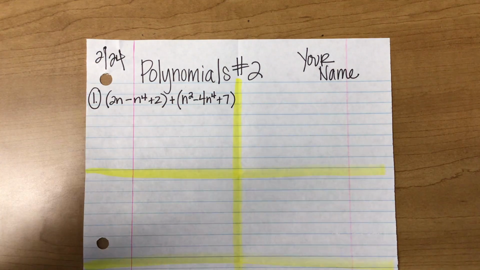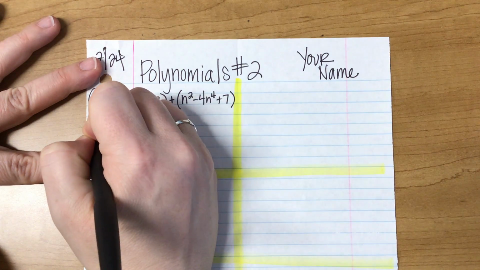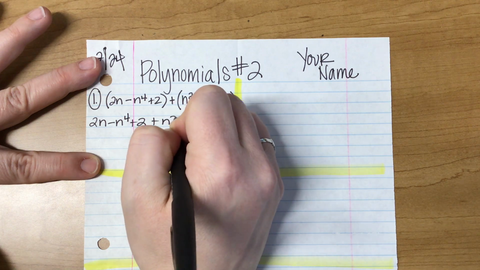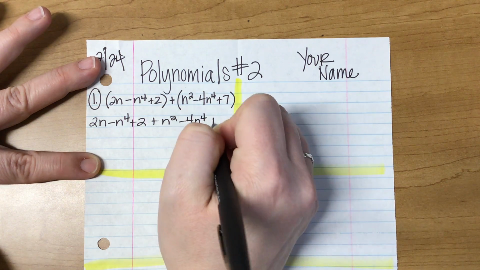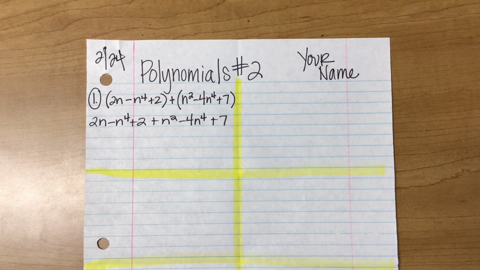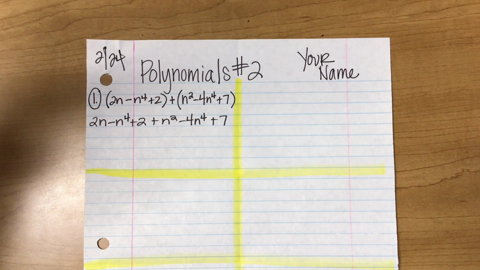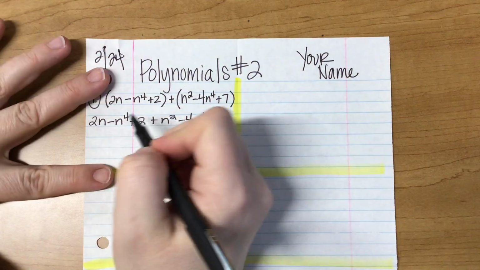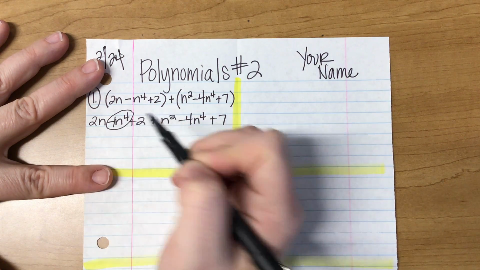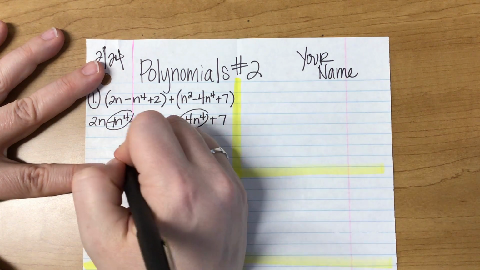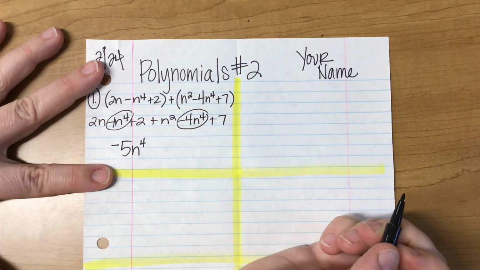We just have the problem 2n minus n to the fourth plus 2 plus n squared minus 4n to the fourth plus 7. It's just one big problem. Those parentheses, again, just show us it's a trinomial plus a trinomial. But I can just write it all out because it's addition. And then I start combining, collecting, organizing it by like terms. Start with my largest exponent, negative 1n to the fourth minus 4n to the fourth is negative 5n to the fourth. Boom.